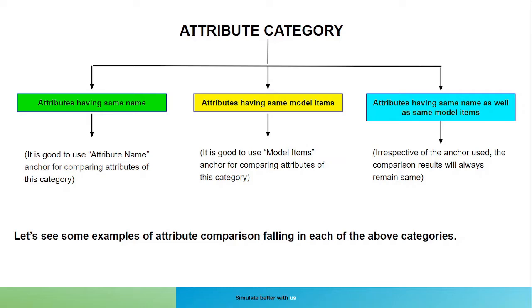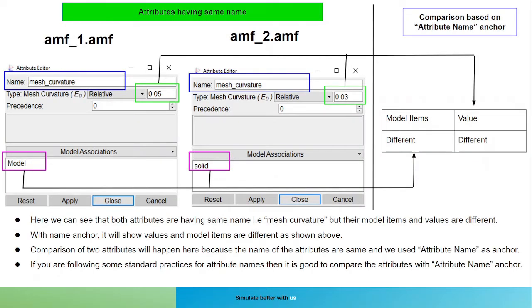So we will see some examples of abstract model files where the attributes fall in each of these categories, and we will see how to compare those and what results it shows when we compare them. Let's see the first case now.